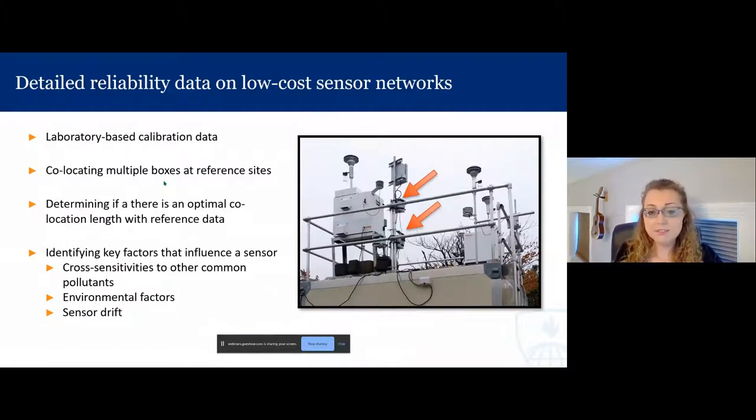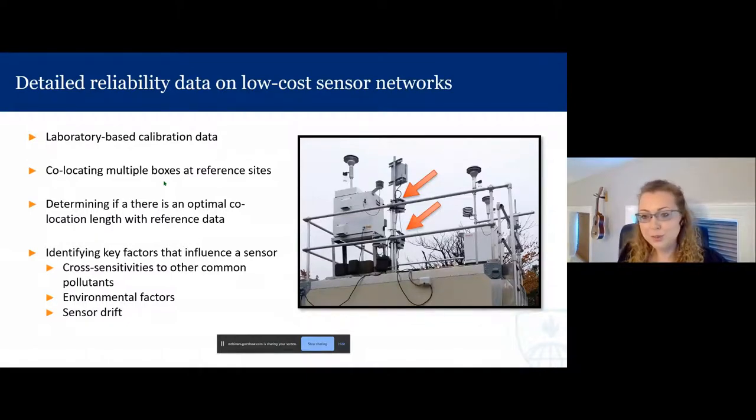And this gives us confidence in boxes that are isolated. So if we have inter-sensor comparisons at a reference site, we can really understand how the boxes will differ in time and in space. Because we really care about the monitors that are out by themselves. We don't really care about monitors that are near the reference site. We want to have confidence in those monitors.